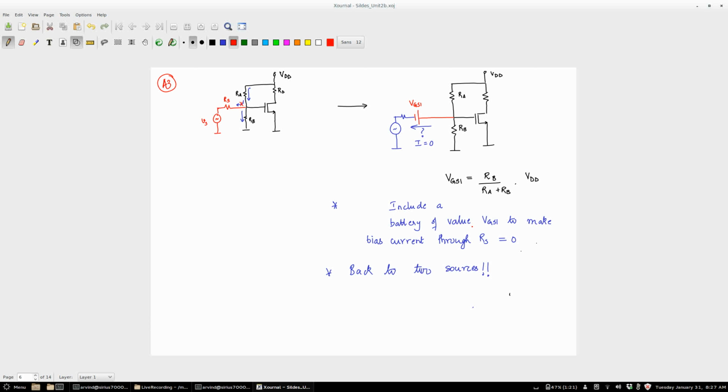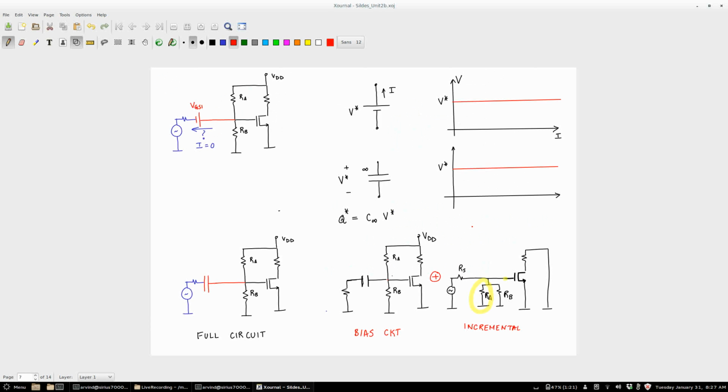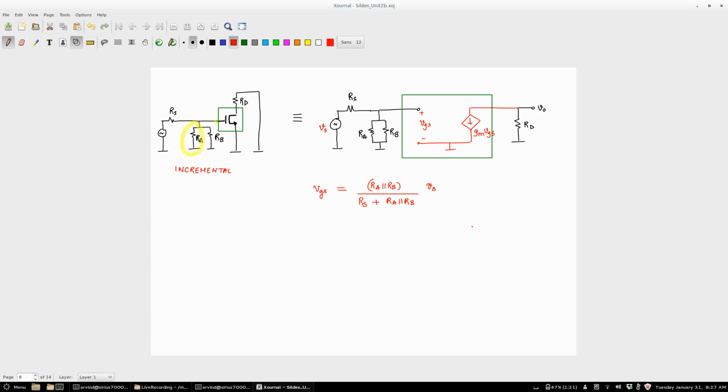Now, in this circuit, go back here. Is there any restriction on RA and RB? The ratio RB by RA plus RB gives you the bias value. But is there any restriction on the absolute value of RA and RB? I can use 1K and get a reduction of half. I can use 1 meg and also get a reduction of half. Correct? So keep that in mind.